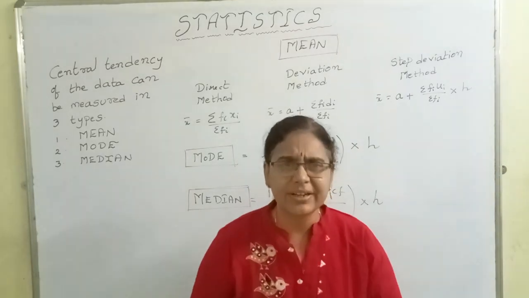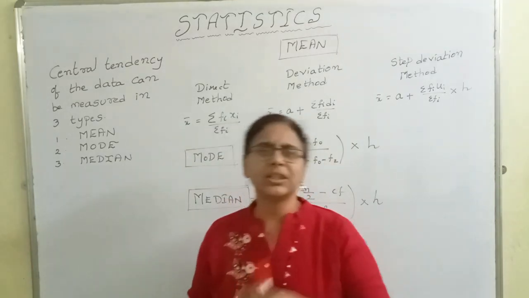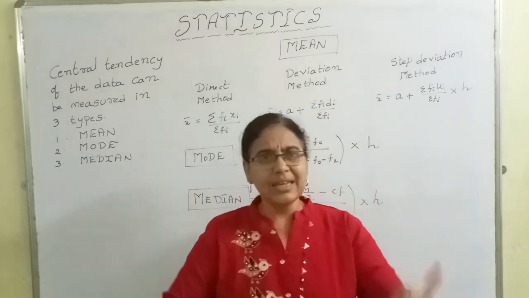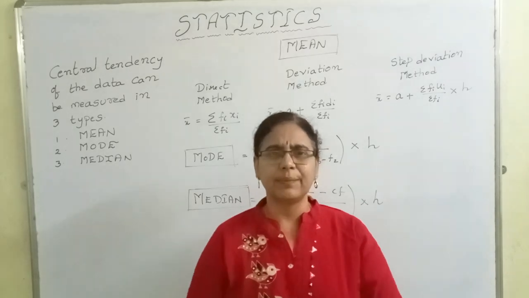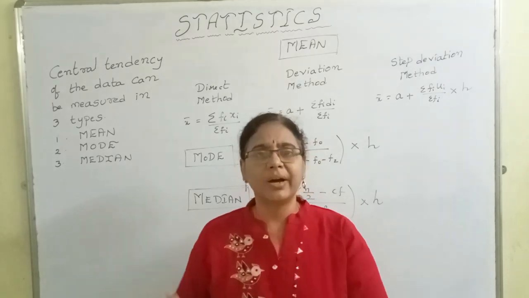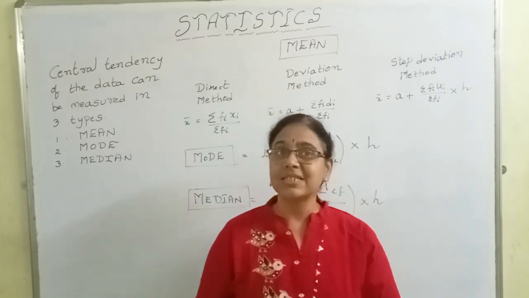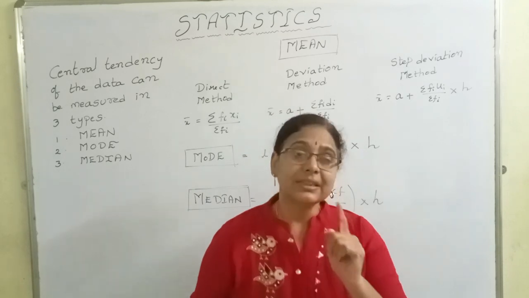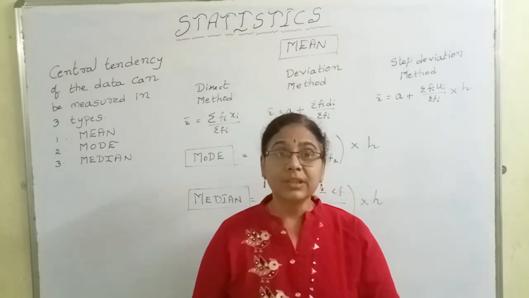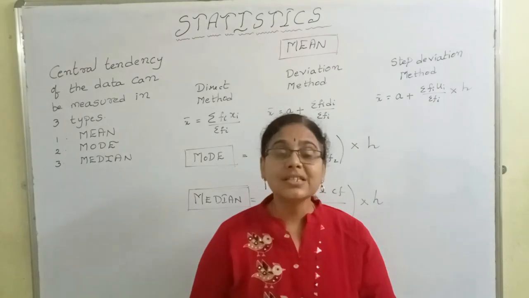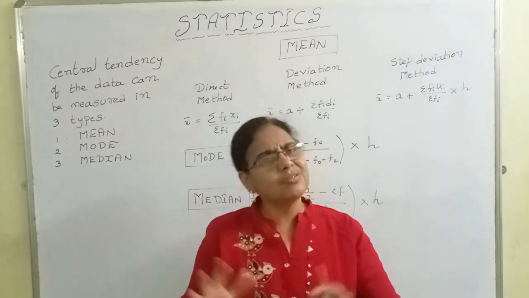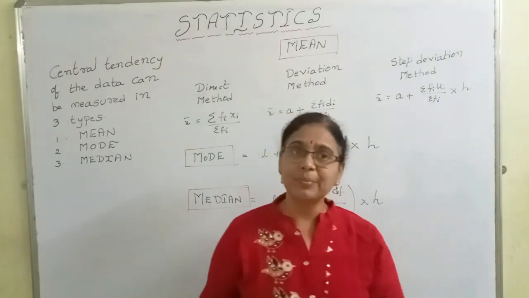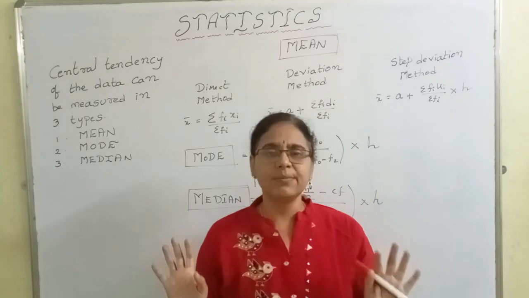They just give some raw data: 25 marks, 36 marks, 42 marks, 47 marks, 13 marks, 50 marks. Like that I have different raw data. The sum of the marks divided by the number of students, that is sum of observations by number of observations. What I get is known as the average, the mean, or the arithmetic mean. These are not different, they are other names of mean. Mean, average and arithmetic mean are the same.